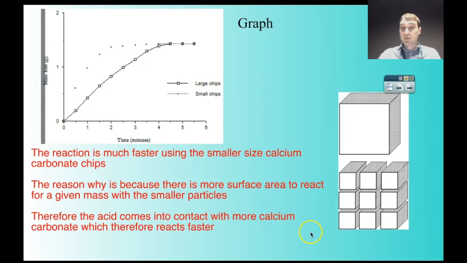So for our example, we're using acid and calcium carbonate. If we have smaller pieces of calcium carbonate, there's more surface area of calcium carbonate exposed to the hydrochloric acid, and that means you're going to get more collisions between the hydrochloric acid and the calcium carbonate, and therefore you're going to get a faster reaction rate.